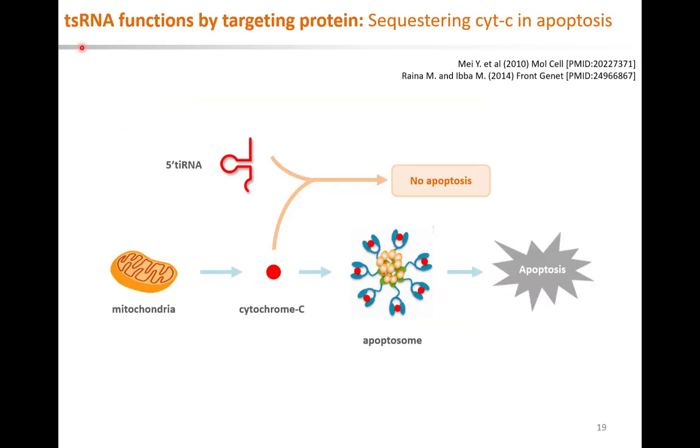In addition to tsRNA's roles in mRNA and protein translation regulation, tsRNAs can bind target proteins for other novel molecular functions. During apoptosis, mitochondria release cytochrome C to form apoptosomes. A 5' tRNA can sequester cytochrome C away to inhibit apoptosis.